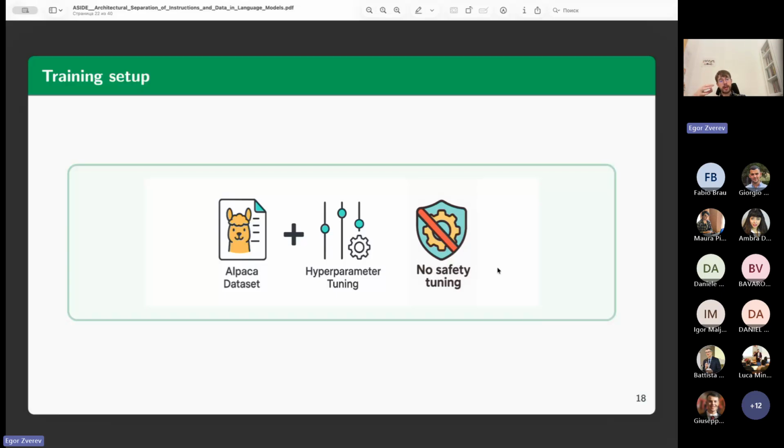So what we're doing here is we take pre-trained models which have never seen any kind of instruction tuning, which have never seen any kind of adversarial tuning or adversarial examples, etc. And we do instruction tuning from scratch on them on the Alpaca dataset, with a bit of hyperparameter tuning, selecting the best possible learning rate. And again, we will not do any kind of safety adversarial tuning on this beyond benign safety tuning.